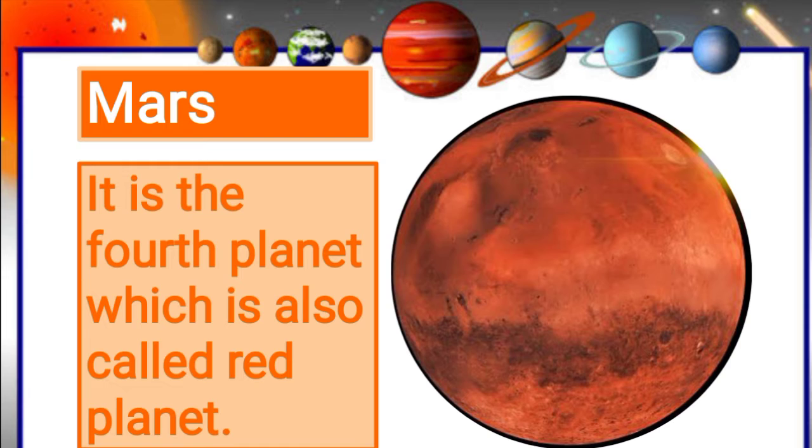because the soil and rocks on this planet are red, and it is the planet most similar to Earth, and scientists believe that it is the only planet besides Earth where life may exist.